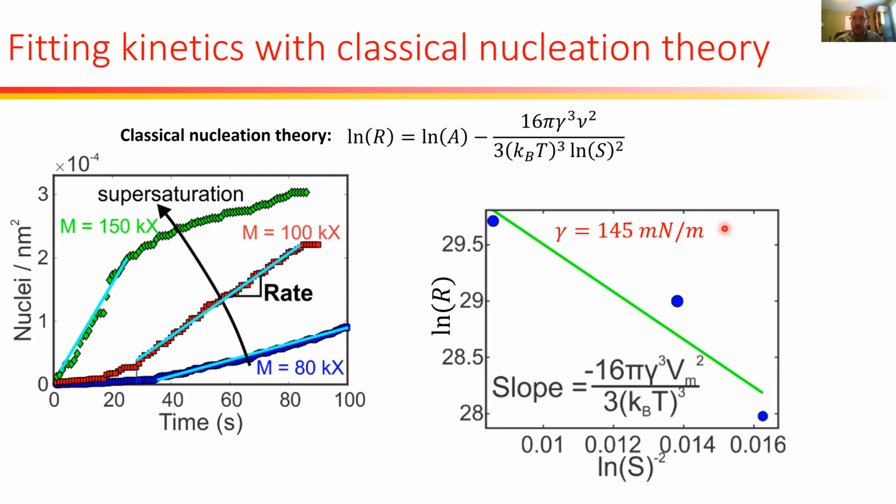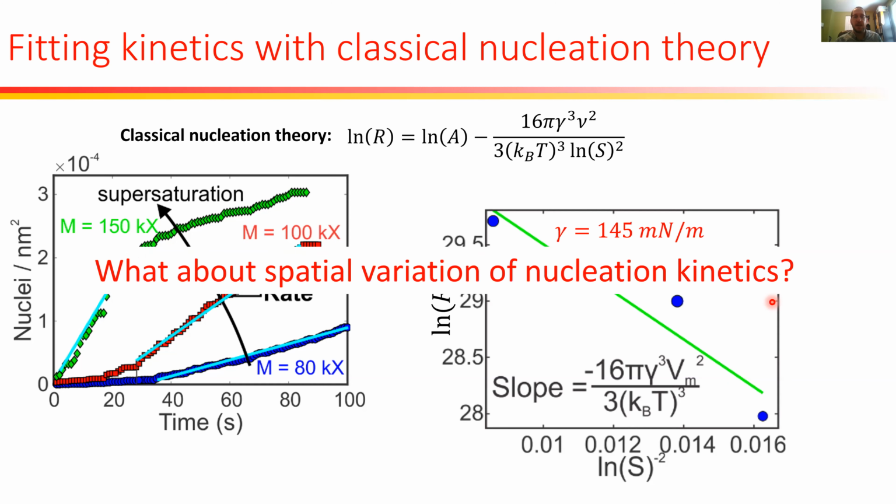And also importantly, we get an approximate negative linear correlation between natural log R and 1 over natural log of the supersaturation ratio squared. Of course, we only get 3 data points, but these data took a long time to collect. So this gives us some confidence that what we are seeing is heterogeneous nucleation.